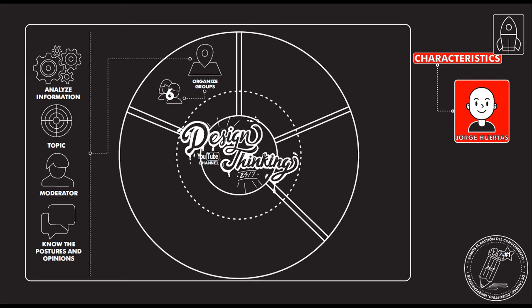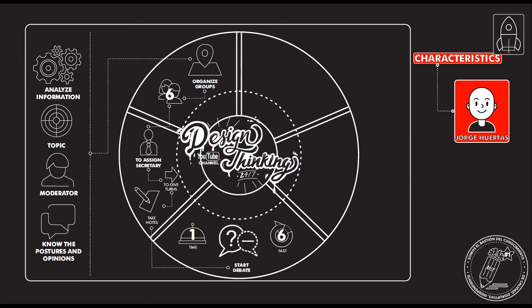So the first thing is to organize the groups of 6 people. You will have 6 groups of 6 people, so of course you need 36 people. Then in each one of the 6 groups, you need to assign the roles. Who will be the secretary? The secretary will give turns and of course will take notes.